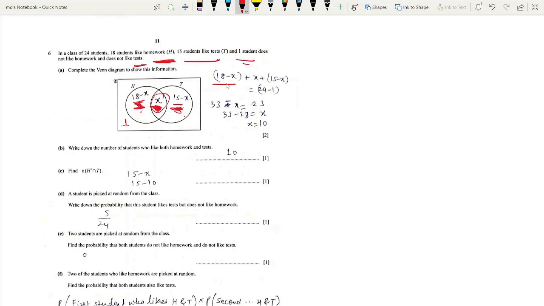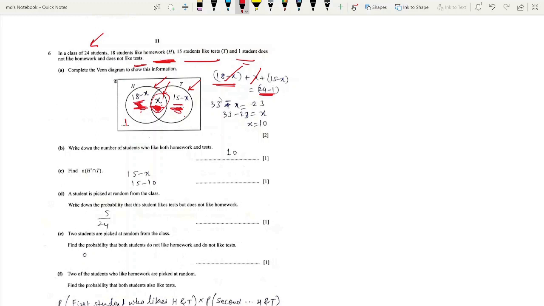I have shown here. Let us understand. 18 minus x plus x and plus 15 minus x. When we add these three, it is not 24, it will be 23. Why? Because the total was 24 and one doesn't like any. So the sum of these three will be 23. Now we need to find x. So minus x and plus x got cancelled.